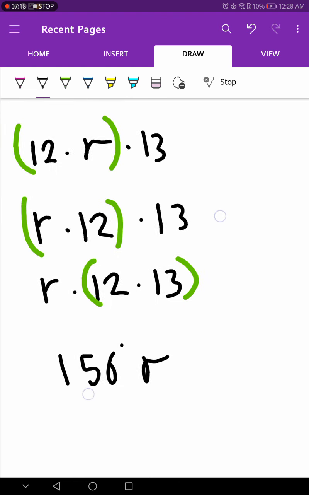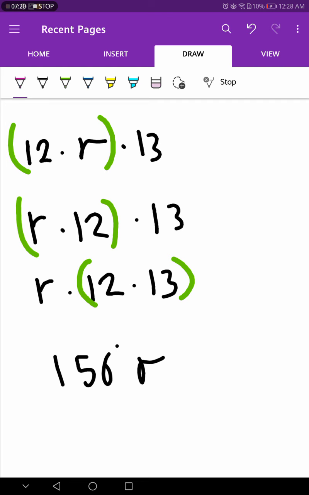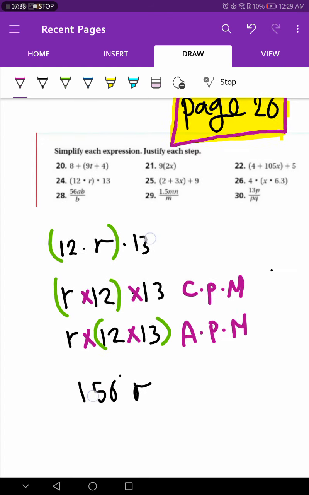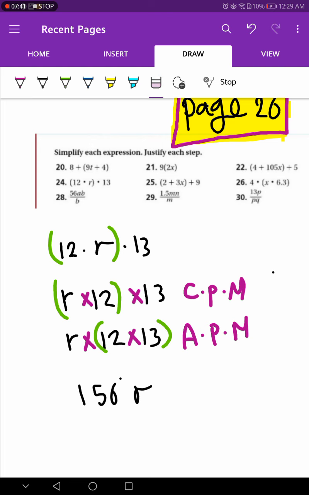Now, what do we call each step here? The first step, commutative property of multiplication, because I have multiplication here. Now, the second step, when I move the parentheses, is associative property of multiplication. Okay, my dear student. Now, 28.